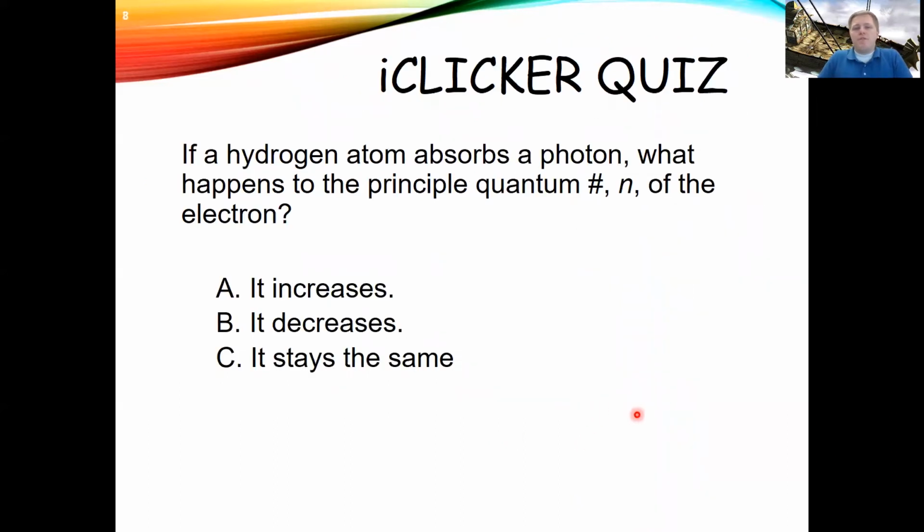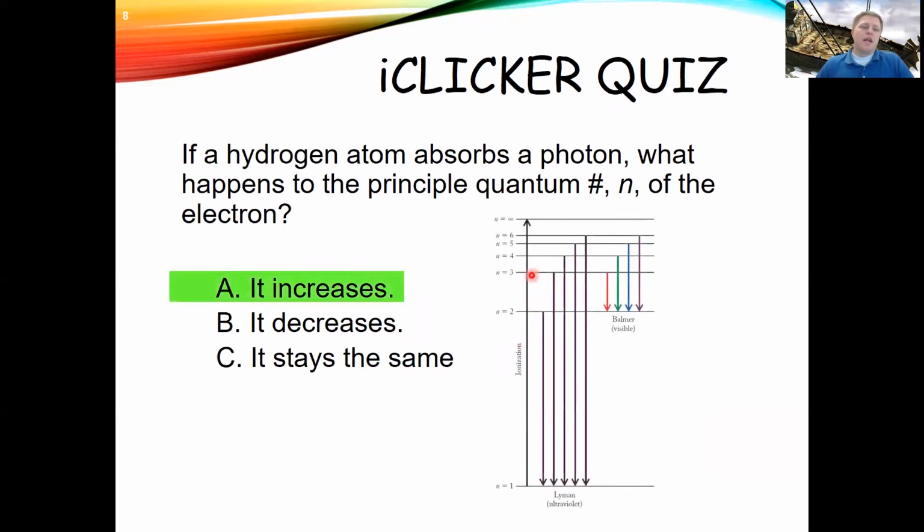So this is a bit of a review question: if a hydrogen atom absorbs a photon, what happens to the principal quantum number N of the electron? Does it increase, decrease, or stay the same? You can pause the video if you want. But of course, when you absorb a photon, you're increasing in energy, you're going up, so your N value also goes up. So you're going from N equals 1 to 2, or N equals 1 to 3, etc. All right, so that's N.